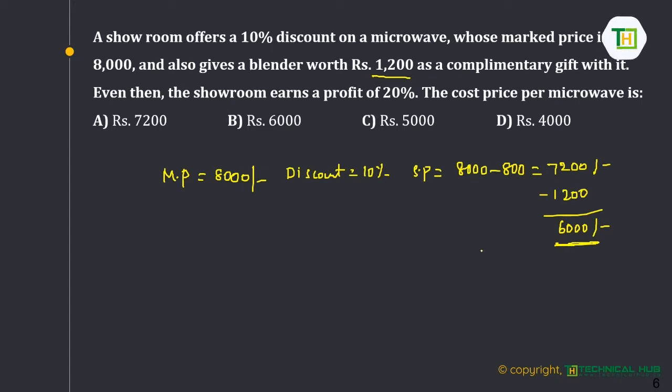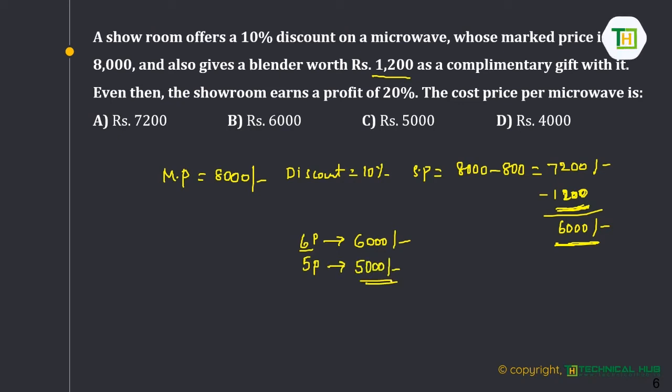So I want to find the cost price of the micro oven. They are giving this 1,200 rupees gift as a complimentary gift. But if I want to find the cost price of the oven, for the oven I paid only 6,000 rupees. That remaining 1,200 was given to that complimentary gift, and I gave only 6,000 rupees for the micro oven. Even though they got 20% profit here, 20% profit means 6 by 5, not 5 by 4, 6 by 5. If the 6 parts is equal to 6,000 rupees here, I want to find the cost price which is equal to 5 parts, which is nothing but 5,000 rupees.